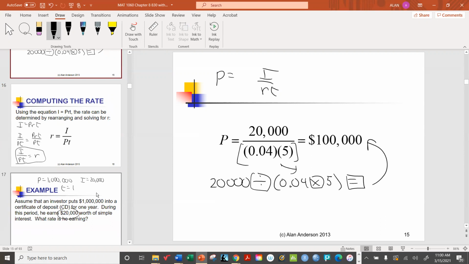Now what we're going to do next is solve for the rate of interest. Again, it's just a simple matter of rearranging our simple interest formula to come up with the result we need. Algebraically, this is not that big of a deal. It's pretty straightforward. So let's find out how we would solve for the rate.